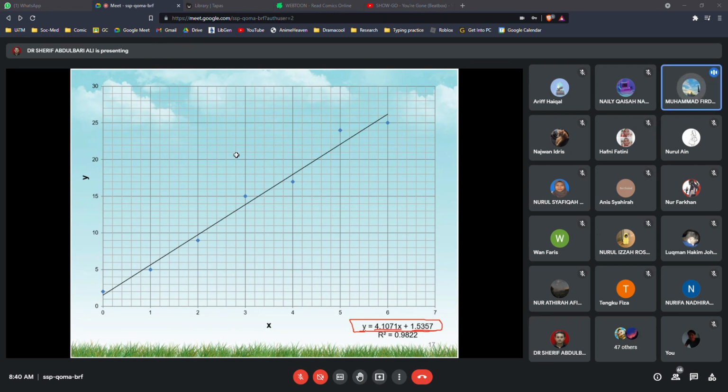What does R squared stand for, sir? This is what I'm going to explain now. But if you get the same exact values, I will explain what this R means.